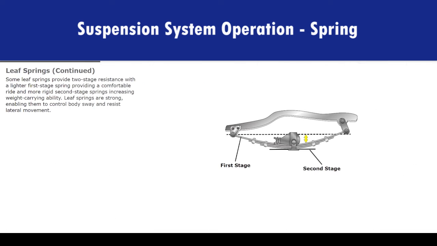Some leaf springs provide two-stage resistance with a lighter first stage spring providing a comfortable ride and more rigid second stage springs increasing weight carrying ability. Leaf springs are strong, enabling them to control body sway and resist lateral movement.